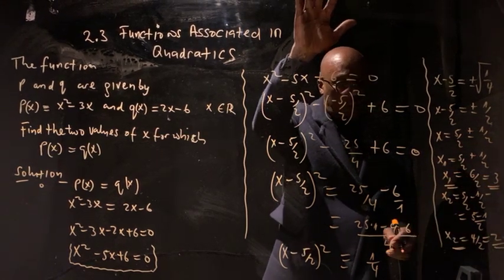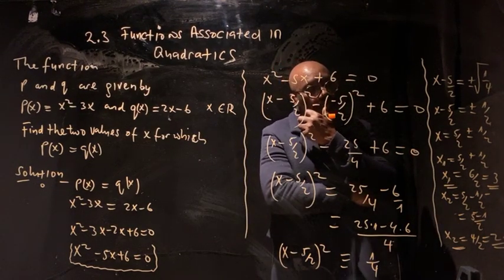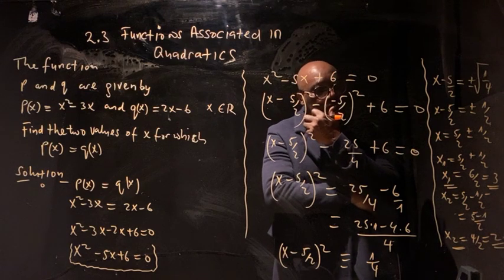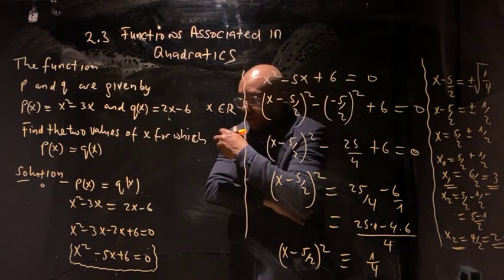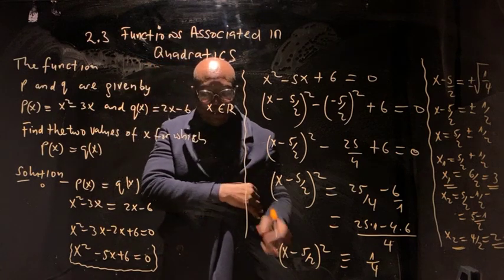Therefore, x1 is equal to 3, whilst x2 equals 2. Yeah, then we are done with that. Take your time to copy, and then we'll take the next question.